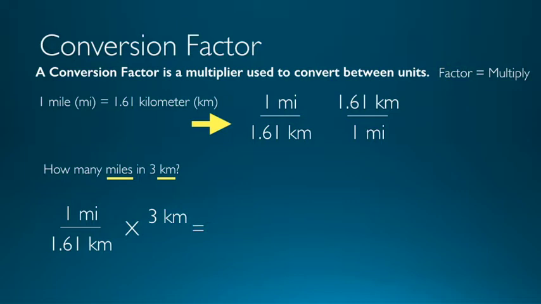Next, what I have to do is cross out or cancel out my kilometer labels. I'm going to keep the numbers. I'm just going to cross out kilometers on the top and the bottom. They cancel each other out. So if I do that, I'm left with, on the top, 1 mile times 3, and on the bottom, I'm left with 1.61.